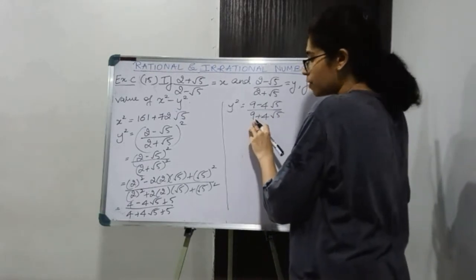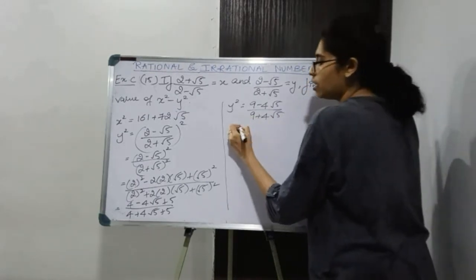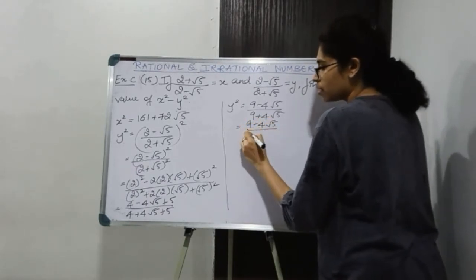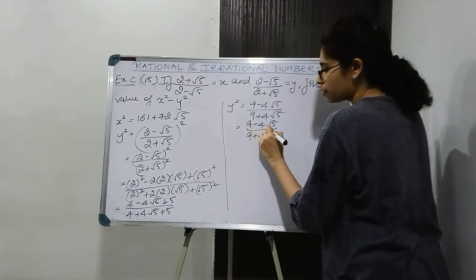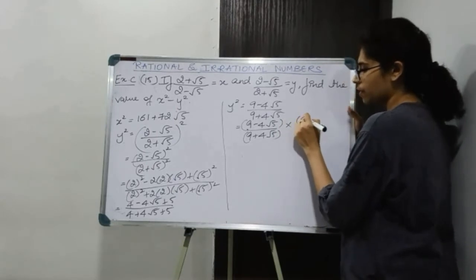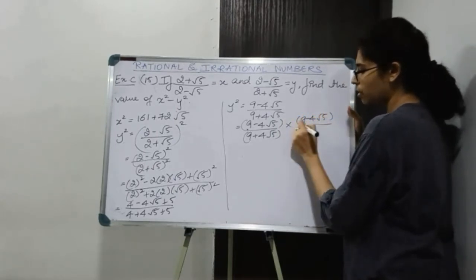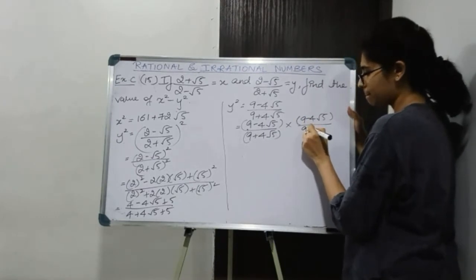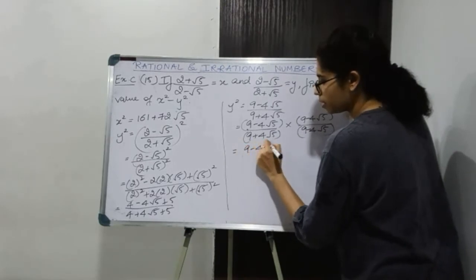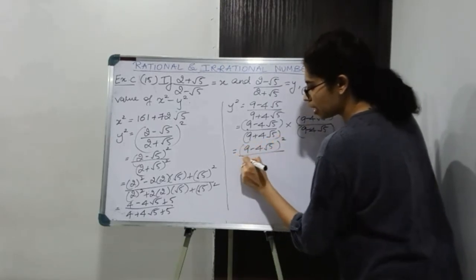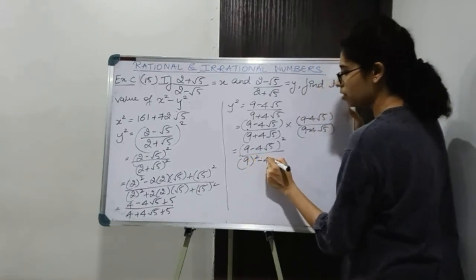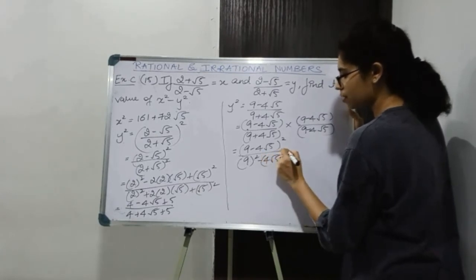यहाँ पे we have irrational number, so we'll rationalize it. So 9 minus 4 root 5 upon 9 plus 4 root 5 into 9 minus 4 root 5 upon 9 minus 4 root 5. So this will give 9 minus 4 root 5 the whole square upon 9 square minus 4 root 5 square.